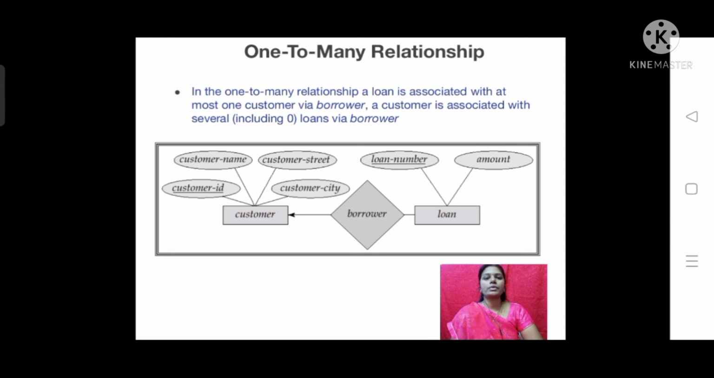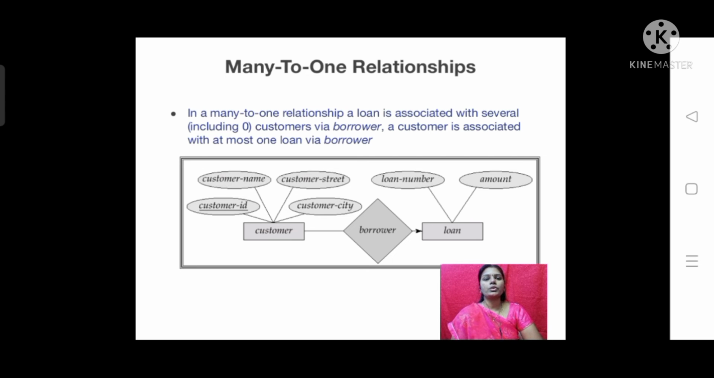Next, we are going to see the one-to-many relationship. In the one-to-many relationship, a loan is associated with at most one customer through a borrower. A customer is associated with several loans through a borrower. The diagrammatic representation shows a directed line from the borrower to the customer, and the borrower and the loan are connected by an undirected line.